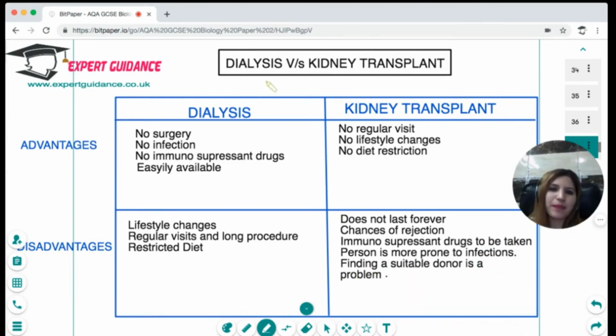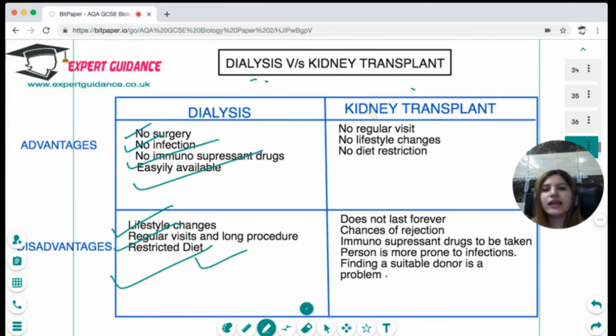So which is the best way, dialysis versus kidney transplant? It depends on the patient's condition, what he is willing and what he's not willing to do. Because dialysis has the advantages of no surgery, no infection, no immunosuppressant drug, and it is easily available. But the disadvantages are lifestyle changes, regular visits, restricted diet, and a long procedure.